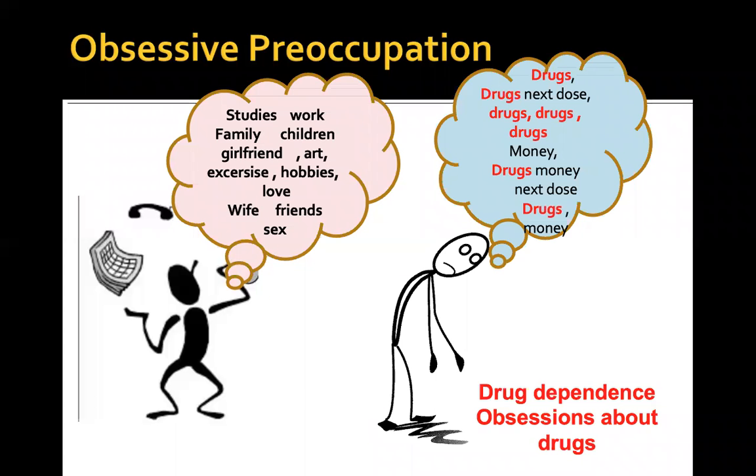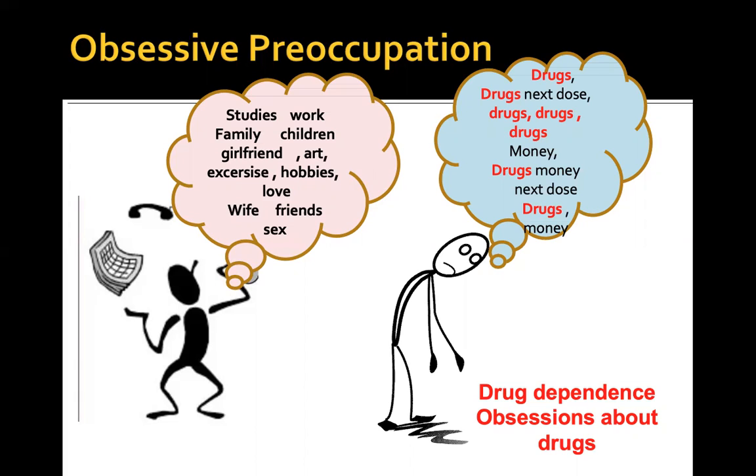Obsession recurs. Someone is quite well when he is not on drugs. He is interested in studies, work, family, children, girlfriend, art, exercise, love, hobbies, friends. He is a normal person. But when he remains on drugs, dependence and obsession are about what? Drugs, drugs, next dose, drugs. He remains on drugs, money, drugs, money.